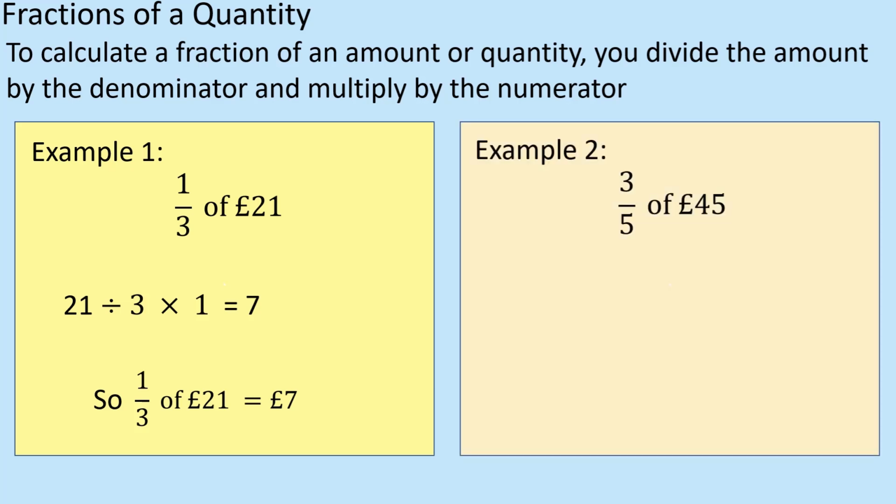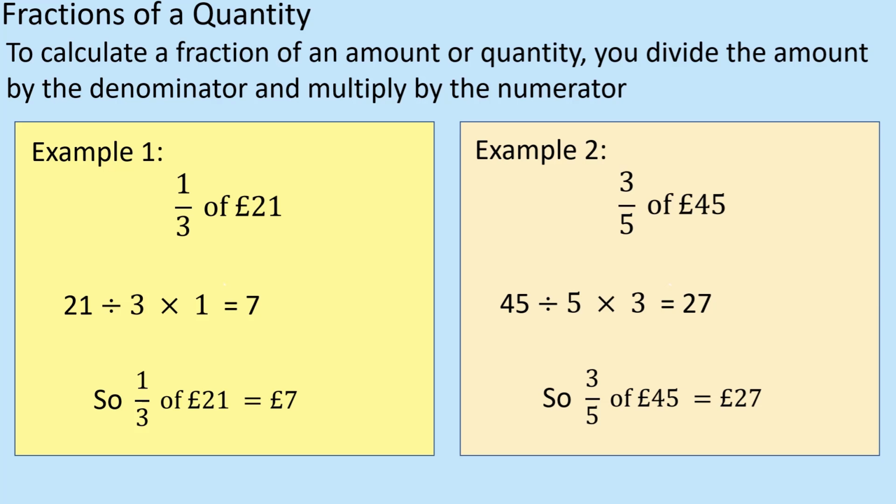Alright, so 3/5 of 45. I work out what 1/5 is by doing 45 divided by 5, which is going to give me 9. And then I will times it by 3, and that's going to give me 27. All right, so 3/5 of 45 is 27. And that's a fraction of a quantity, really.